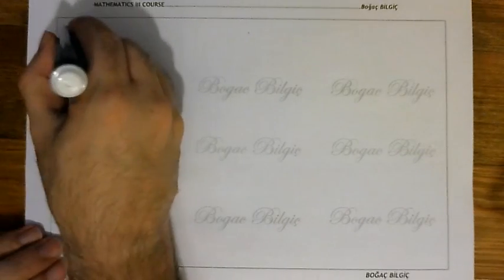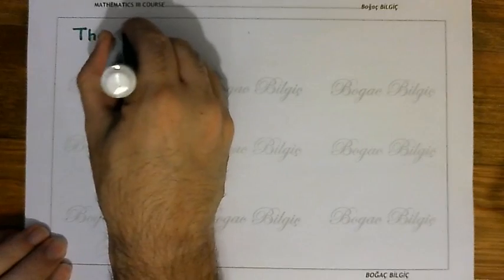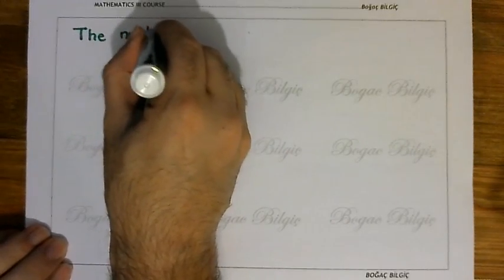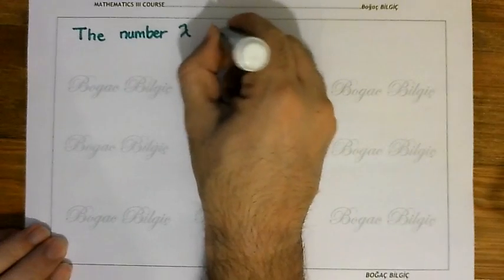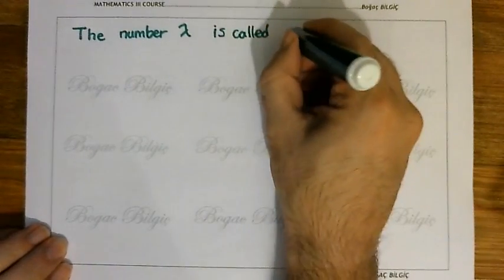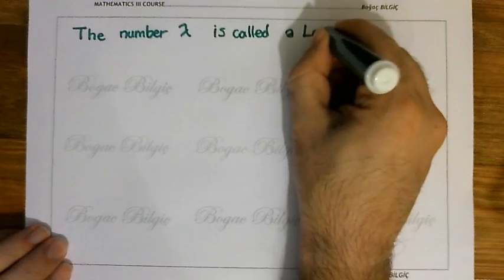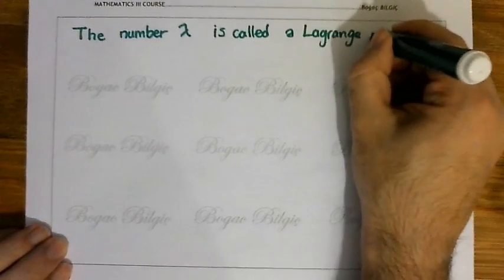The number lambda is called a Lagrange multiplier.